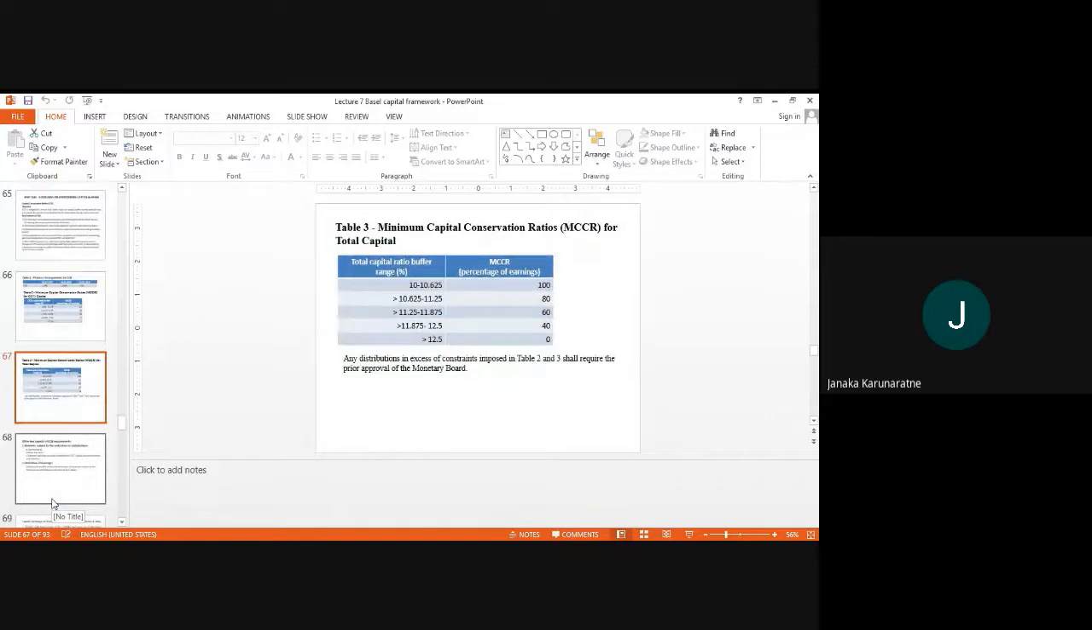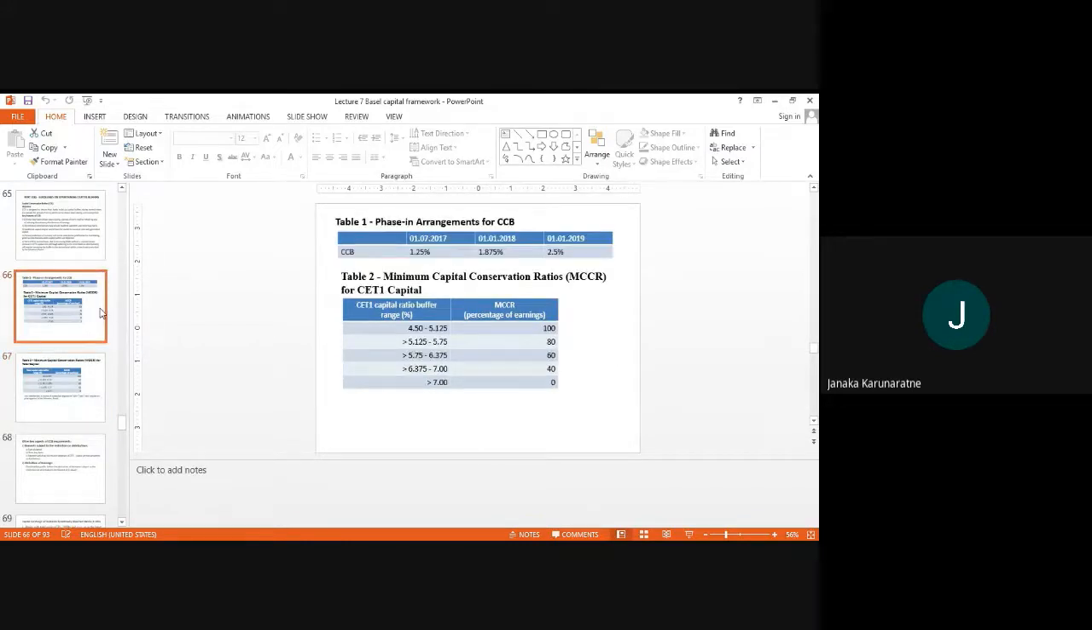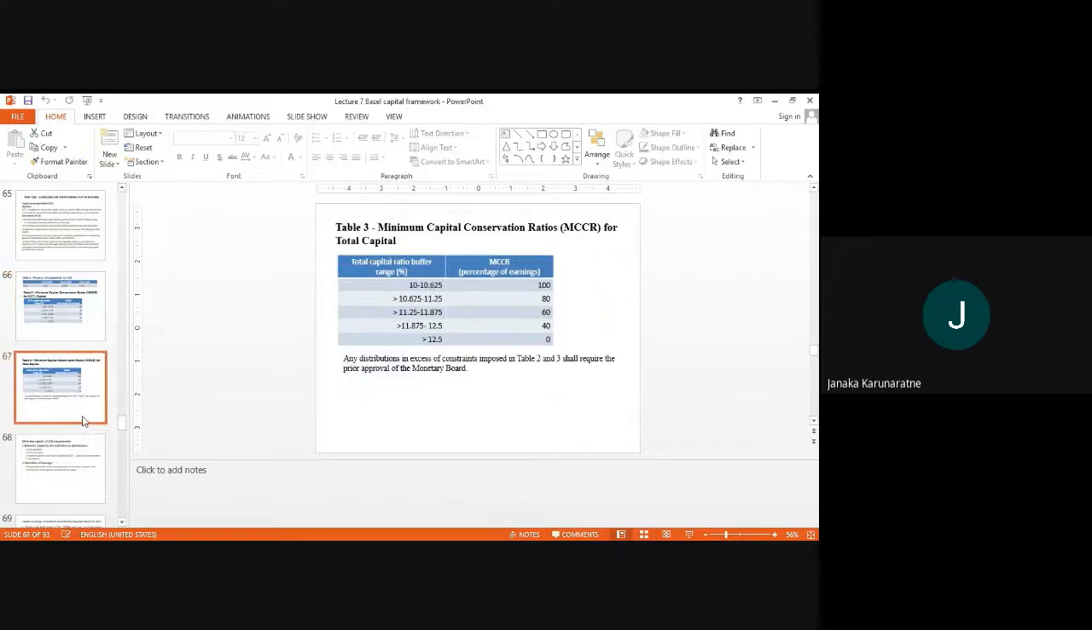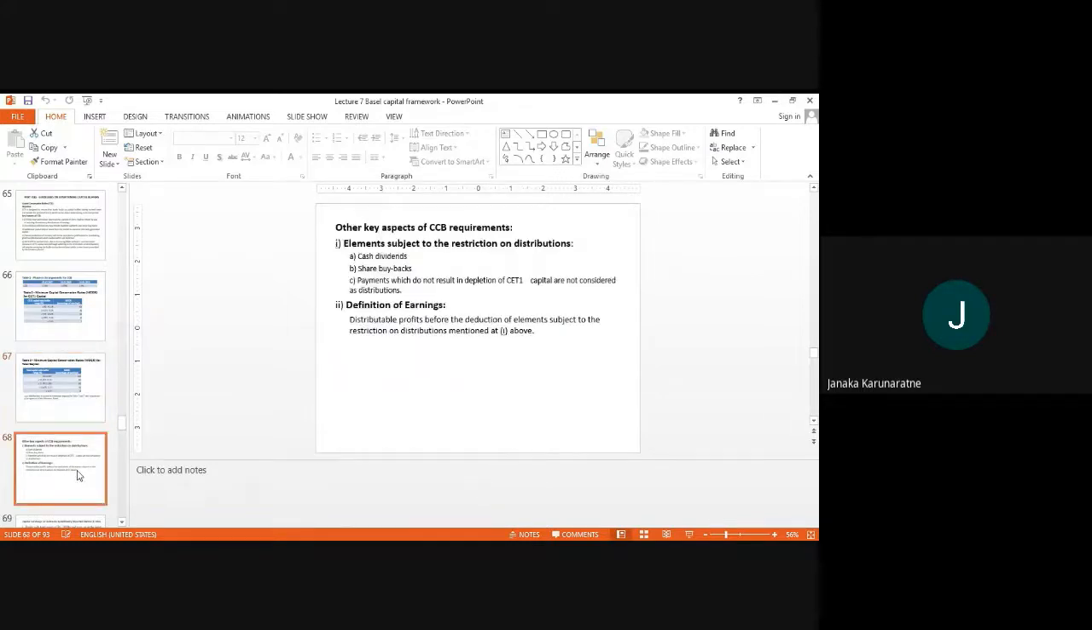Okay. Then similarly, for total capital, these are the requirements when total capital goes below 12.5. This is especially for smaller banks. When it goes below 12.5, then these are the conservation requirements, and your earnings are subject to some restrictions. Now, what are the restrictions? Elements subject to restriction on distributions. So basically, whenever either CET1 comes below 7% or the total capital comes below 12.5%.